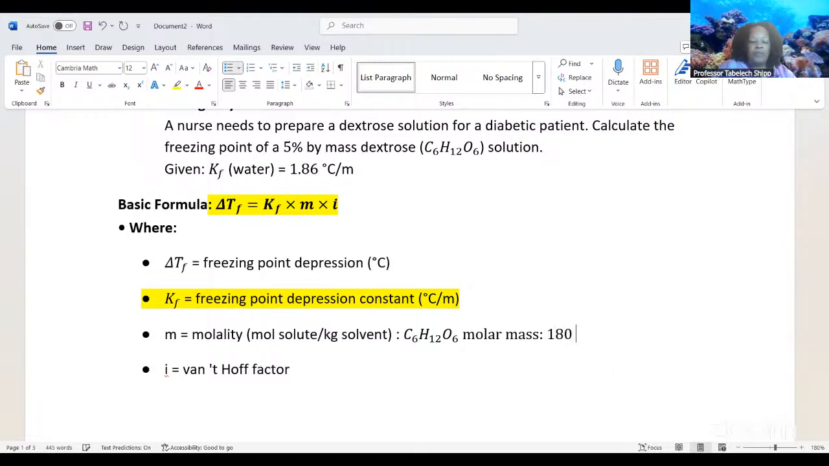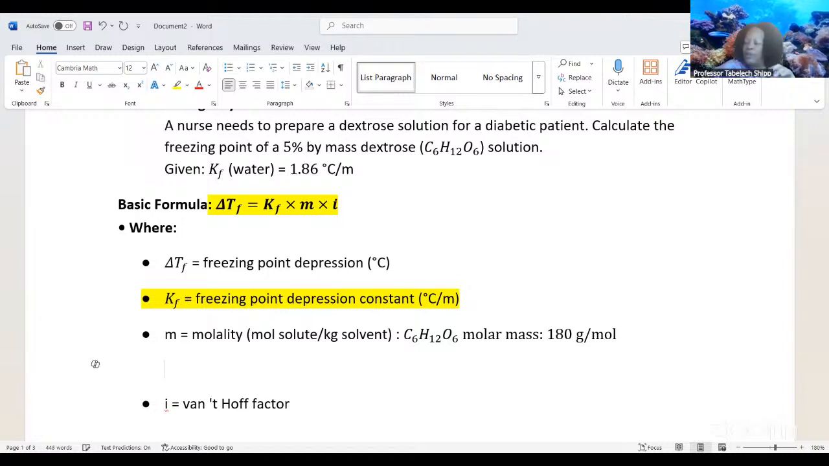grams per mole. In this case, where they said 5% by mass, whenever you are given a problem of this nature, you have to assume that it's typically out of 100 whenever we see percentages. So we're going to say that's 5 out of 100 whenever you see the 5%. Let me just write everything out so you all can see that.